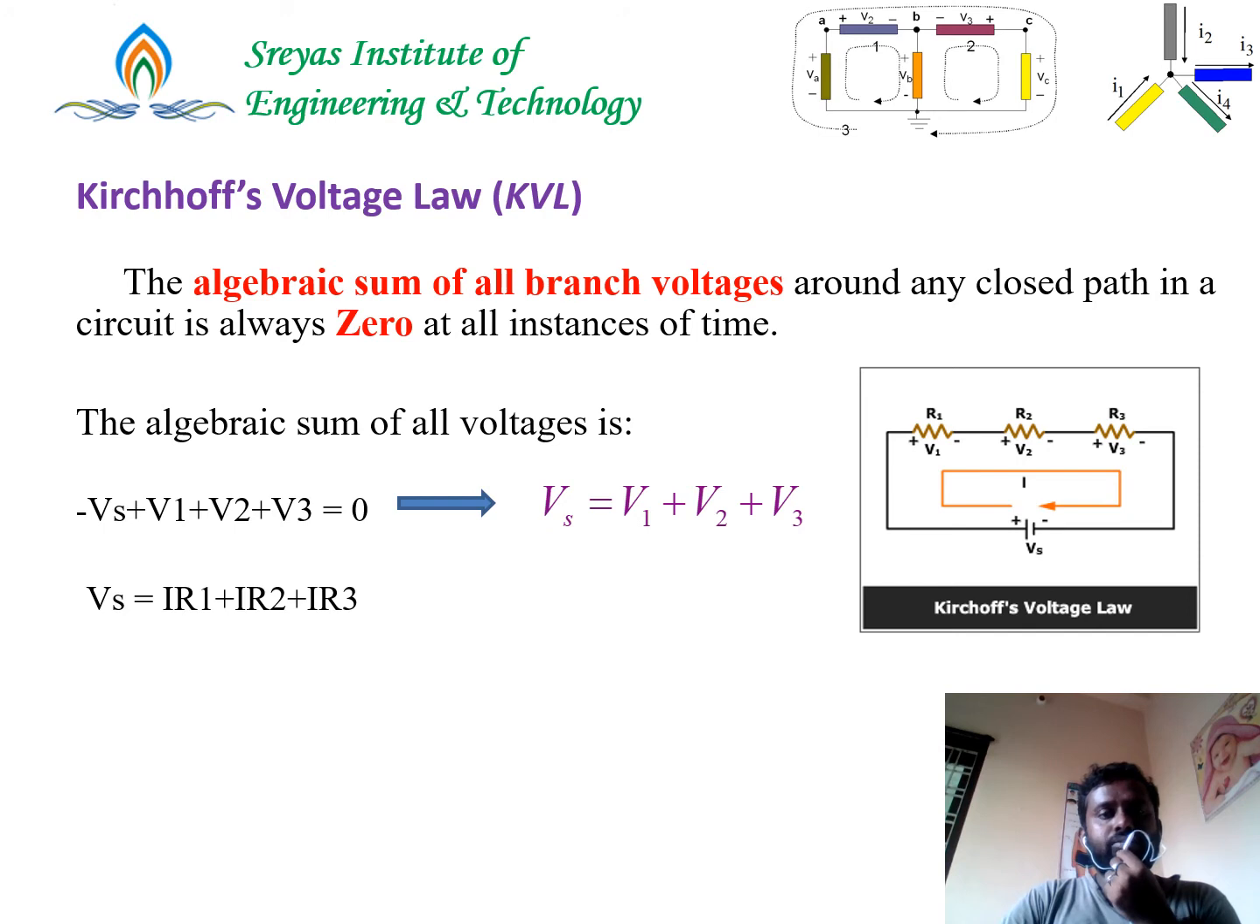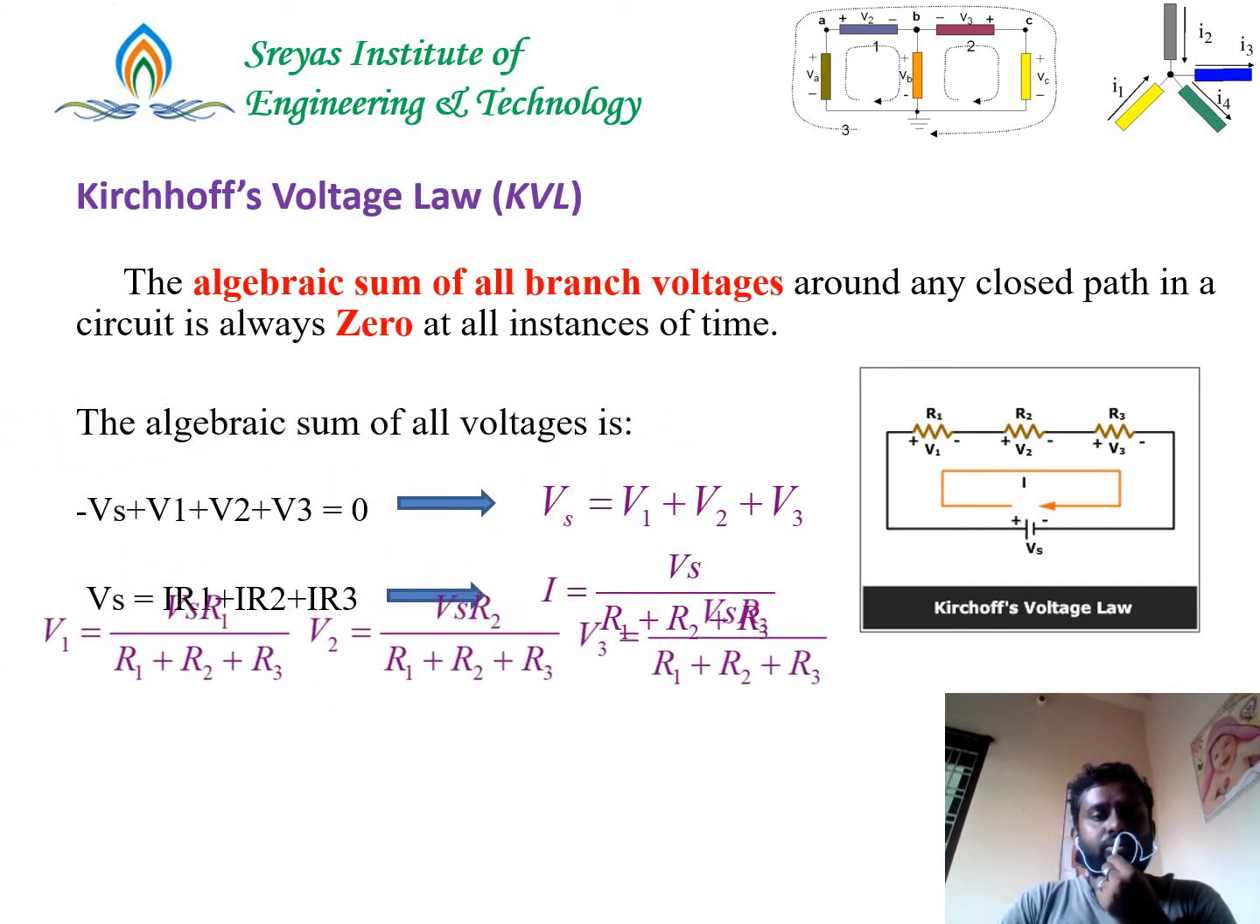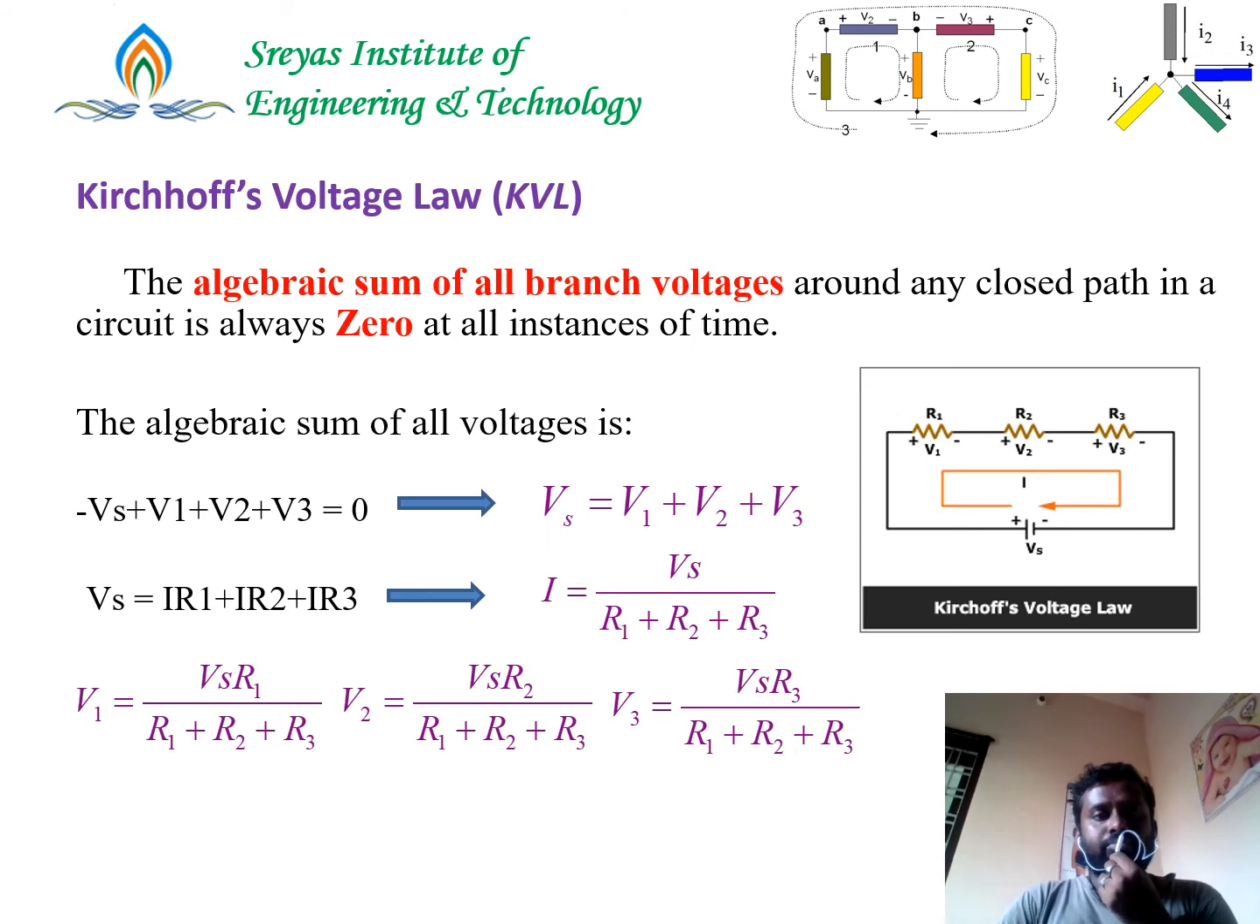So what is the voltage across resistor R1? I into R1, because the current is the same, and voltage across R2 is I into R2, and voltage across R3 is I into R3. So current I is equal to Vs by R1 plus R2 plus R3. You can write, by using the voltage division rule, voltage V1 is equal to total voltage into same branch resistance R1 by R1 plus R2 plus R3, the total resistance. Similarly, you can write V2 and V3. Vs into R2 by R1 plus R2 plus R3 is V2, and Vs into R3 by R1 plus R2 plus R3 is V3.